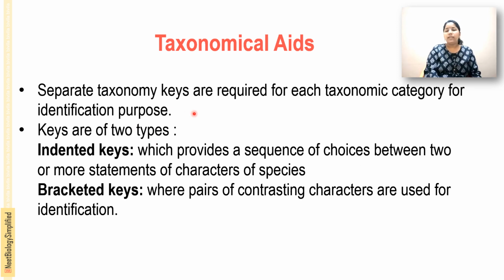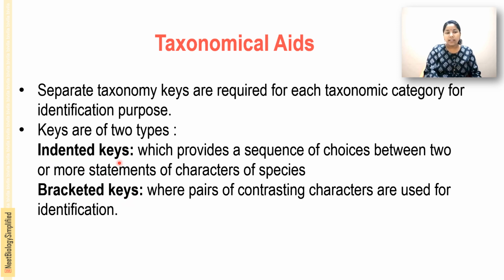Separate taxonomic keys are required for each taxonomic category for identification purposes. And there are two types of keys. The first one is the indented key and the second one is the bracketed key.